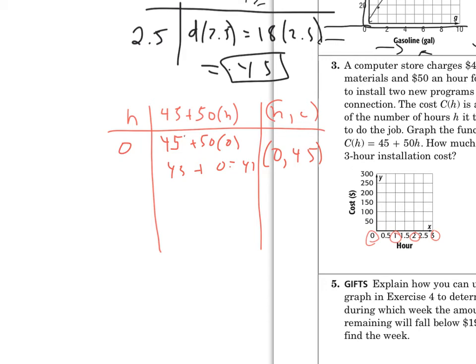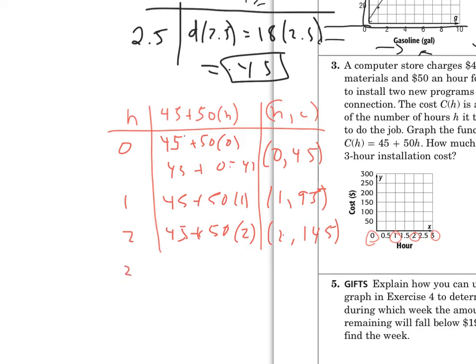If we put in 1 hour, we're going to get 45 plus 50 times 1, so that would be $95 at 1 hour. If we put in 2 hours, it's going to be 45 plus 50 times 2, so at 2 hours, it will be $145. And at 3 hours, it's going to be 45 plus 50 times 3, which would be $195.